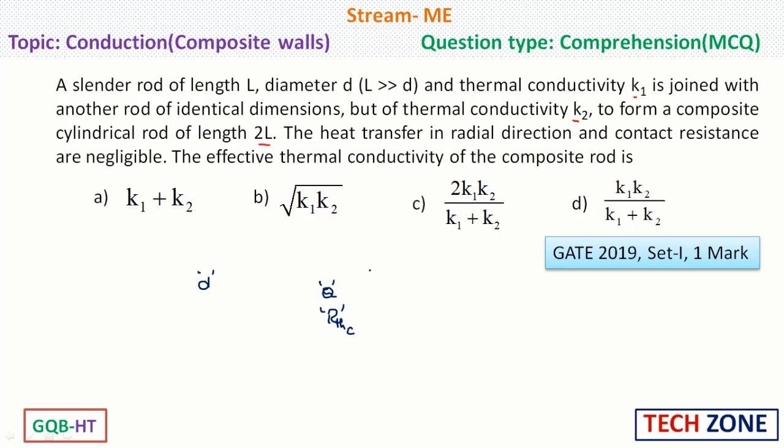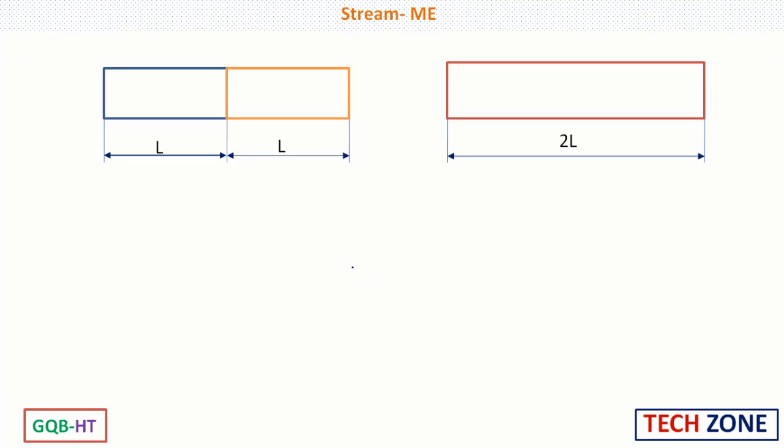Now we need to determine the effective thermal conductivity of the composite rod. So here the two rods are there. Let us consider this is rod 1 and this is rod 2. This rod is having thermal conductivity K1 and this rod is having thermal conductivity K2. Now both are having equal length. As diameter is negligible as compared to the length, I am not considering that part.